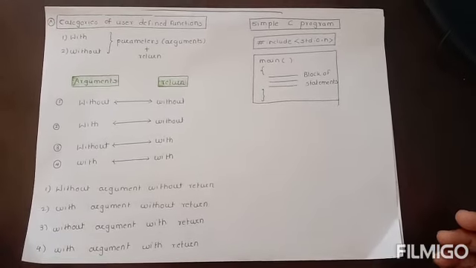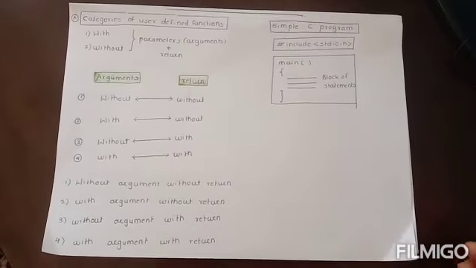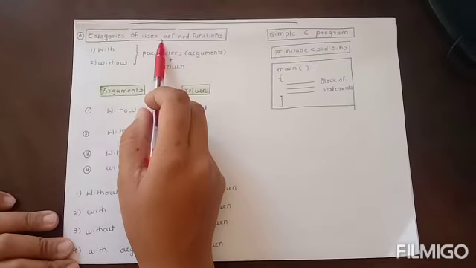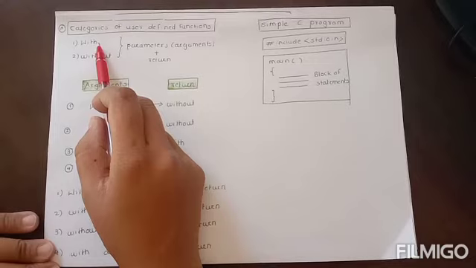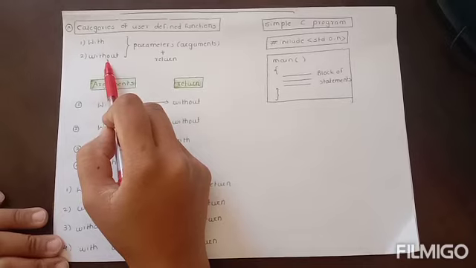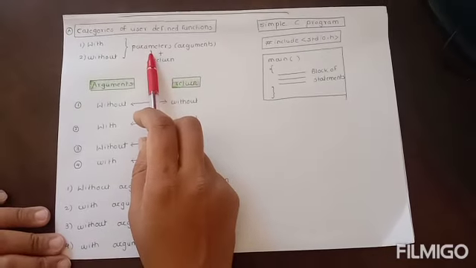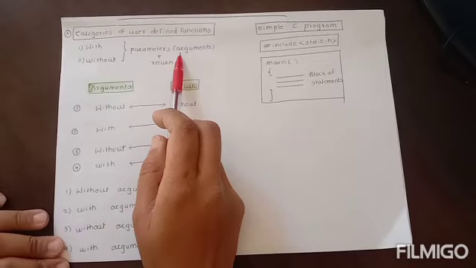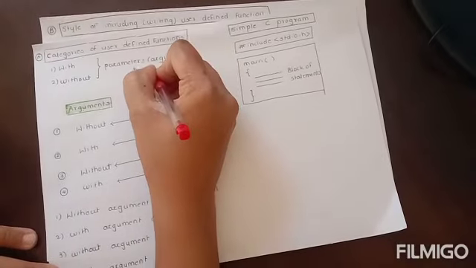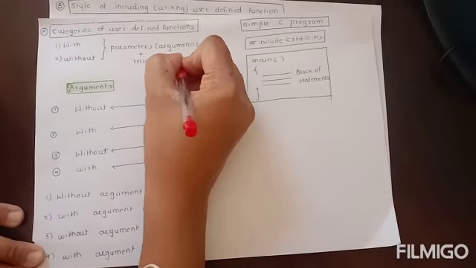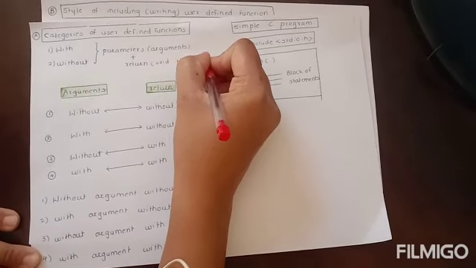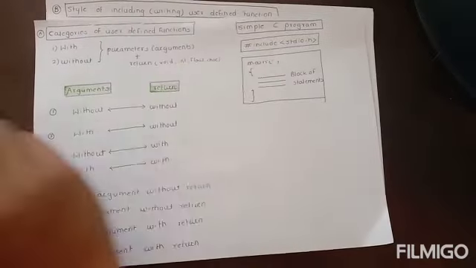Today we'll cover our next topic, that is categories of user defined functions. To start with, we take the help of two words, with and without, and we apply these two words for parameters, or we can say arguments, and return data type. Return data type may be void, integer, float, character.